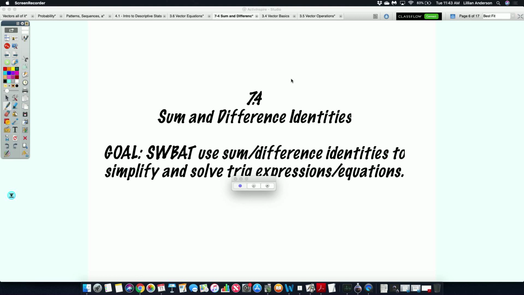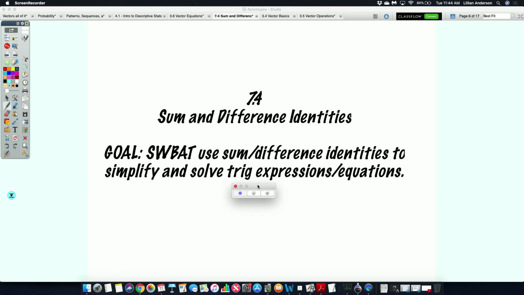Sum and difference identities are another set of identities that can be used to simplify expressions and solve equations, just like your Pythagorean identities and your cofunction, even and odd identities, etc. There's a lot of identities out there. Sum and difference is what we're going to be talking about today. You are going to use sum and difference identities to simplify and solve trig expressions and equations. You do not need to memorize these identities, you just need to know how to use them.